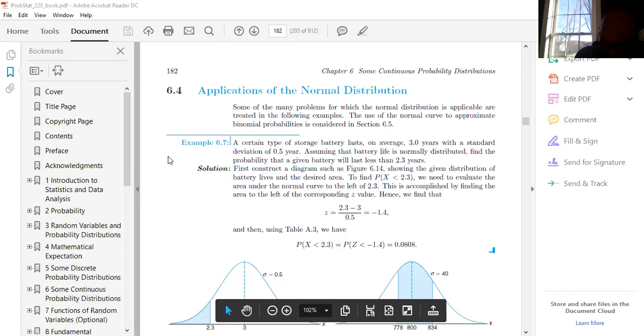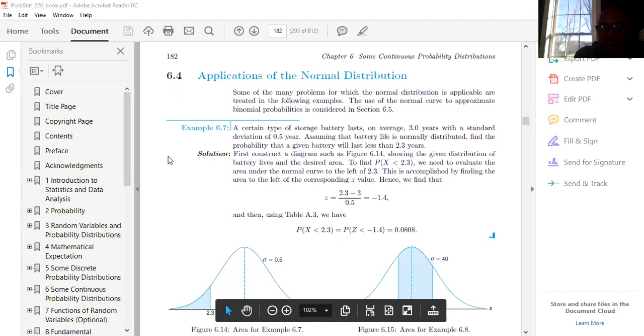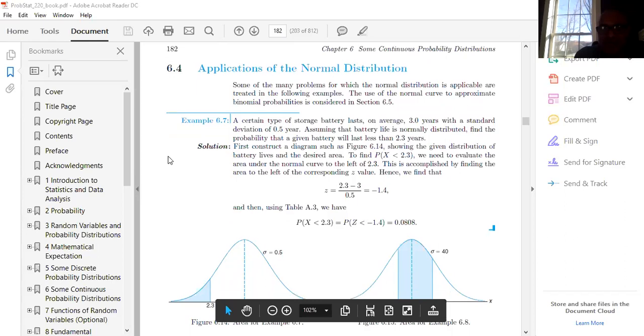Of course, we are going to see a variety of examples over here for the normal distribution. Here's the first example. It says that a certain type of storage battery lasts on average 3 years with a standard deviation of 0.5 year. So the average life of the battery is equal to 3. That means you are given the mu value, average life, equal to 3. And the standard deviation is equal to 0.5, which means your sigma value is equal to 0.5.